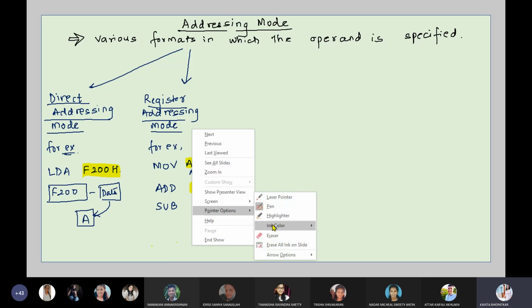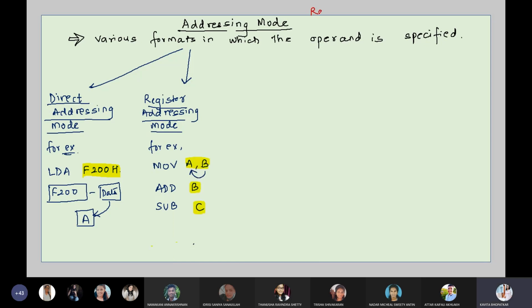Now which registers will these be? When we say registers, they are going to be A register, B, C, D, E, H, L. So if any one of these register names appears in the operand, it will be identified as register addressing mode, because the operation is taking place between the registers. Did you understand, all of you?